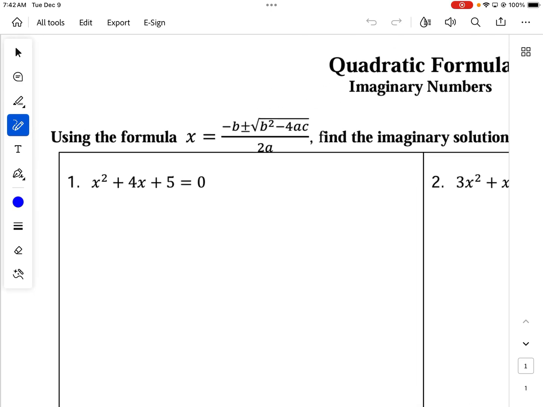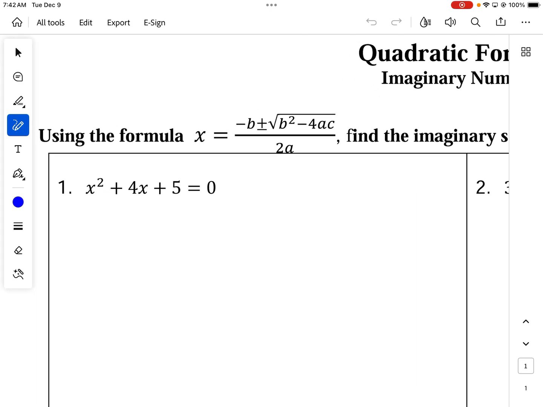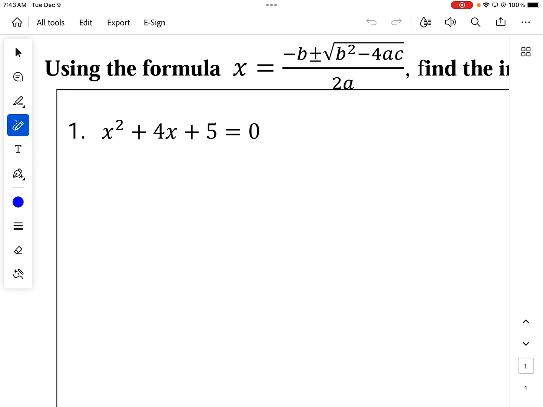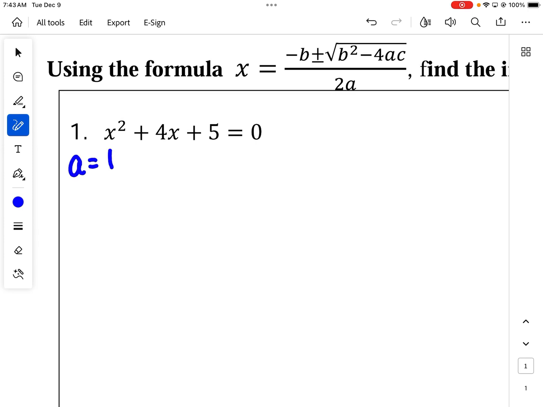So let's continue looking at the quadratic formula. It is written here: x equals negative b plus or minus the square root of b squared minus 4ac, all over 2a. Alright, what is a on this one? 1. What's b? What's c? Okay.